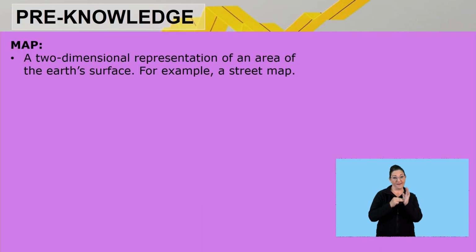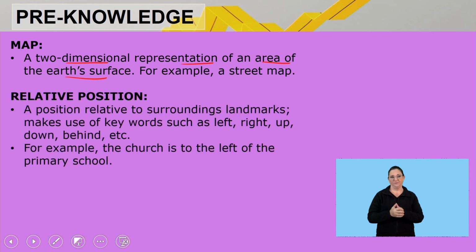Now let us look at some terminology that goes hand in hand with today's lesson. I've indicated here that a map is a 2-dimensional representation of an area of the Earth's surface, for example, a strip map. Then also relative position. It's a position relative to surrounding landmarks. It makes use of keywords such as left, right, up, down, etc. For example, we can say the church is on the left of the primary school.